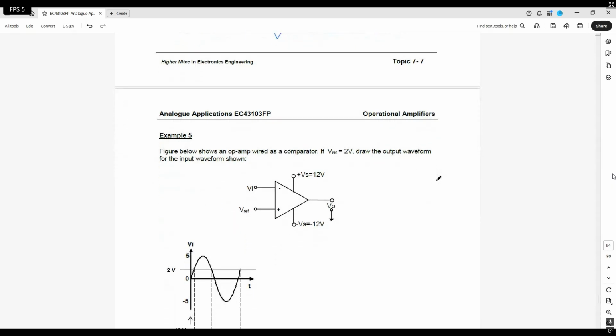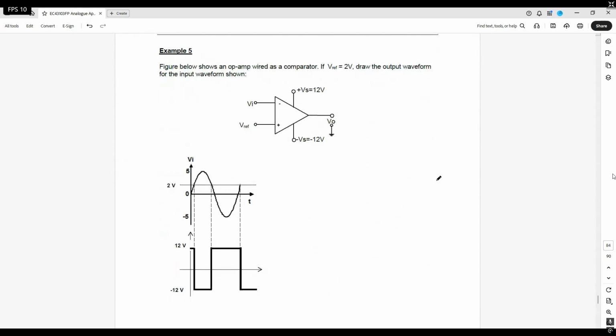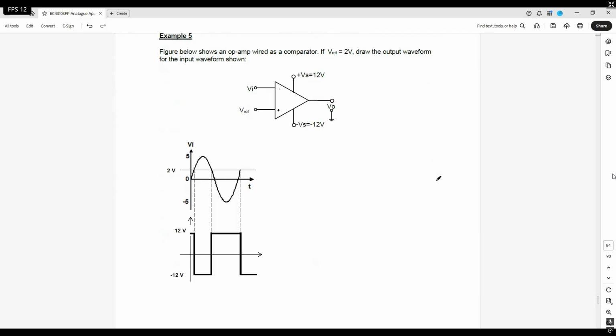Okay, so example 5, they want you to do some drawing. We continue with the comparator, but now they use it for another application. The reference voltage given is 2 volts, which is here. Supply positive 12, supply negative 12, and the output is here.